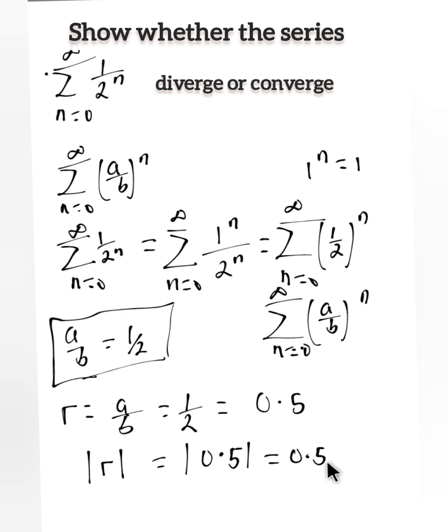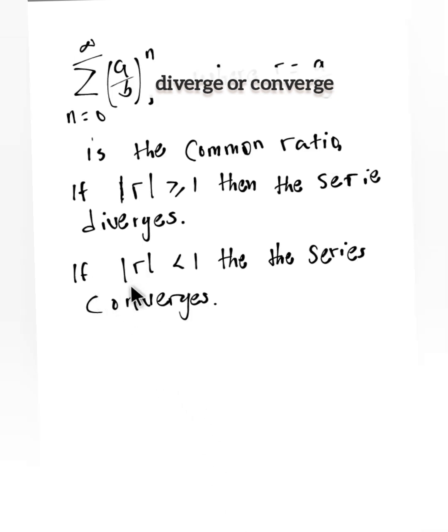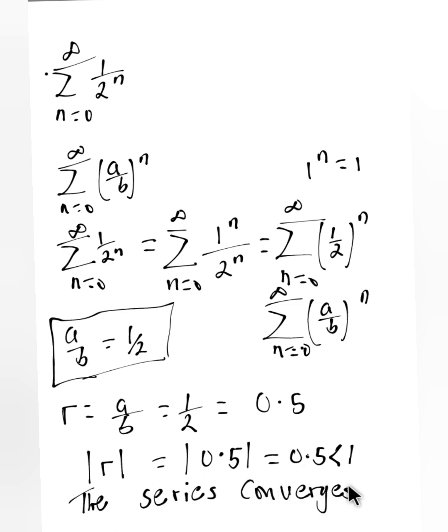Now 0.5, is it greater than 1 or less than 1? Obviously, it's less than 1. Now, from the condition given, if the absolute value of r is less than 1, then the series converges. So we can rightly say that the series converges because the absolute value of r is less than 1.